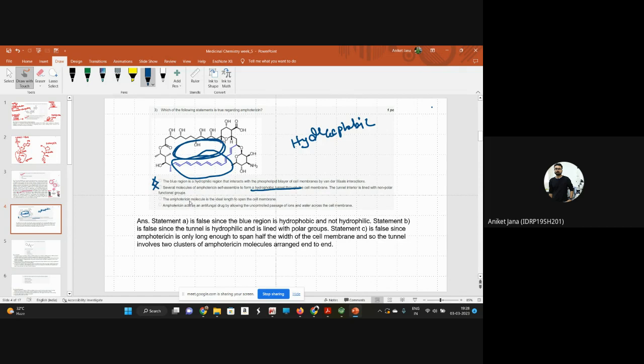Okay, so the last one, what we are saying is that amphotericin acts as an antifungal drug by allowing the uncontrolled passage of ions and water across the membrane. So this is the right option. C is also false, since in C we are saying the amphotericin molecule is the ideal length to span the cell membrane. C is false, since amphotericin is only long enough to span half the width of the cell membrane, and so the tunnel involves two clusters of amphotericin molecules arranged end to end. So A, B, C are false. Then the only answer is option D.